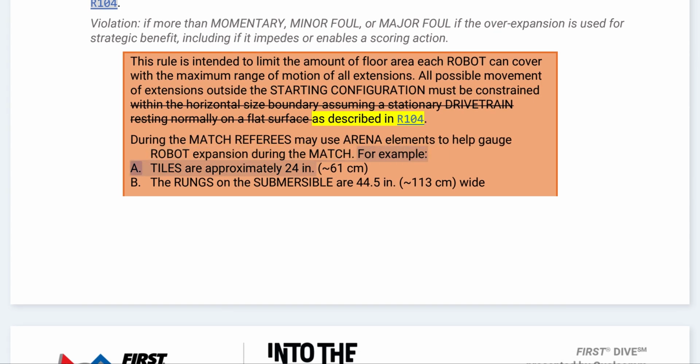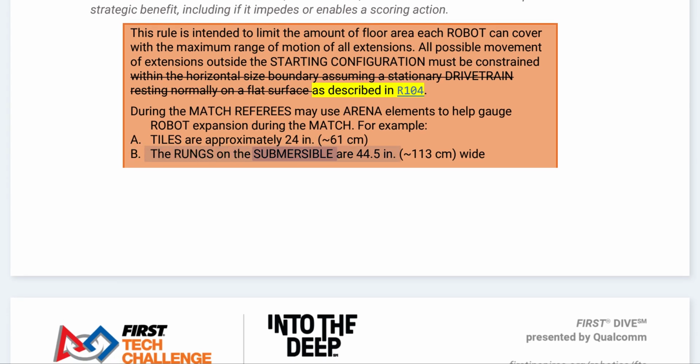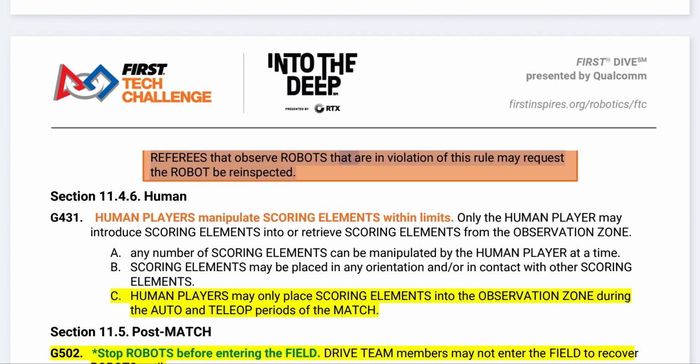For example, A. Tiles are approximately 24 in., 61 centimeters. B. The rungs on the submersible are 44.5 in., 113 centimeters wide. Referees that observe robots that are in violation of this rule may request the robot be re-inspected.